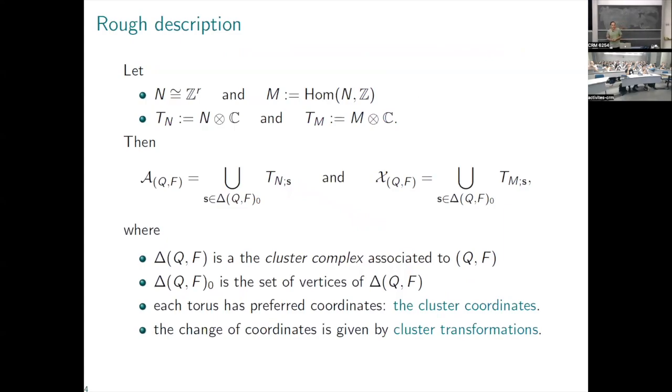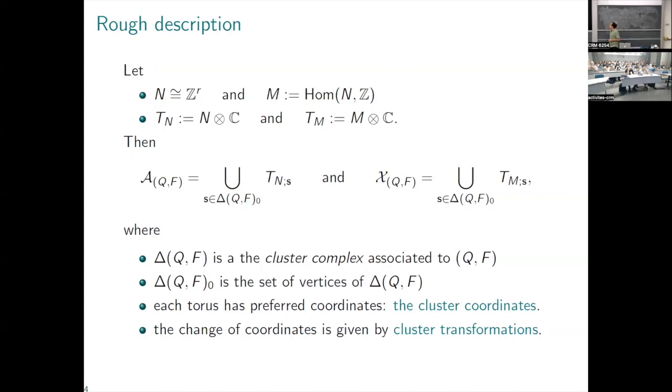So what's the rough description of these spaces? We have to start with two dual lattices: N, a rank R lattice, and its dual lattice M. Out of a lattice, I can build tori by tensoring with C star. I'm sorry, there's a typo. If I have a lattice L, the torus associated to this lattice is just L tensored over Z with C star. This is isomorphic to C star to the rank of L.